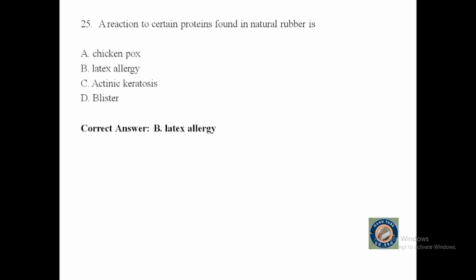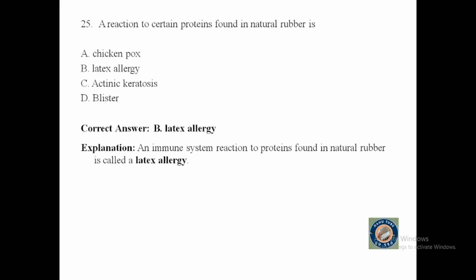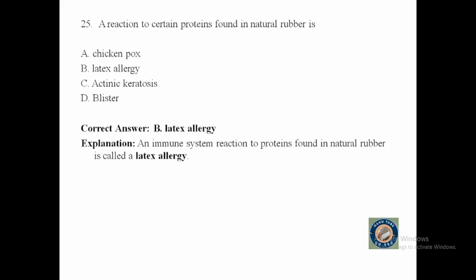Question number 25. A reaction to certain proteins found in natural rubber is A. Chickenpox. B. Latex allergy. C. Actinic keratosis. D. Blister. The answer is latex allergy. An immune system reaction to proteins found in natural rubber is called a latex allergy.